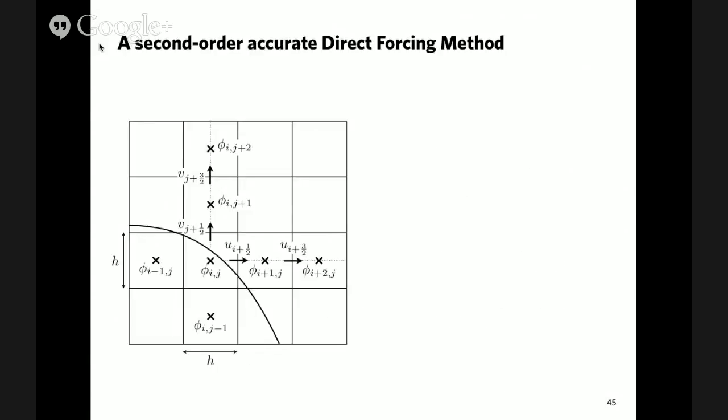How do I fix this problem? Once I realized this, it's actually fairly easy if you think about it. You're already doing a linear interpolation for the velocity, so all I need to do now is a linear interpolation for the pressure gradient. So I have my pressure gradient at this point, and I want it to be the linear interpolation between the pressure gradient at this point and this point. I'm sorry, at the boundary and this point.